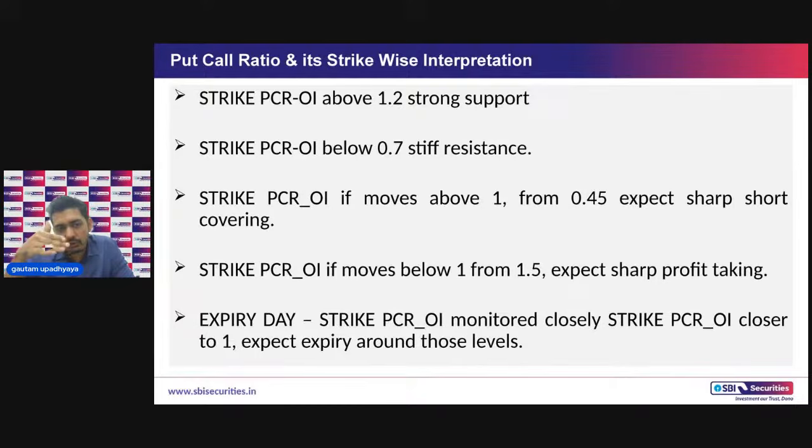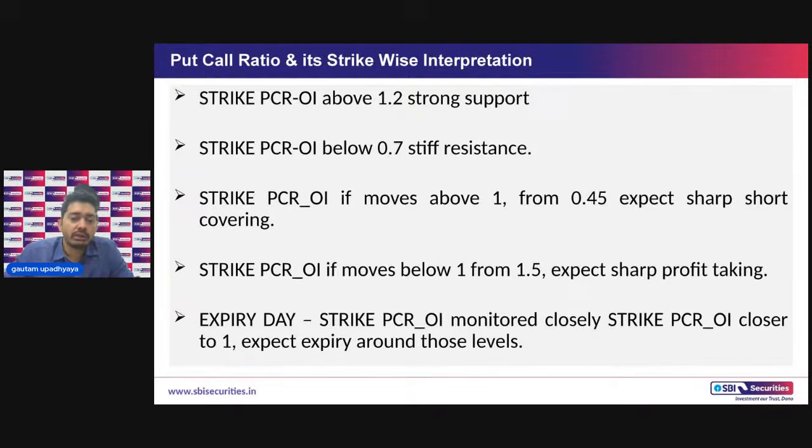इसको अगर आप ग्राफ के तौर पे plot करोगे पुट कॉल रेशियो का ग्राफ, basically means if the value is coming towards 0.7 and then we are seeing a reversal on the upside, that is the value from 0.7 is now gradually moving towards 1.2, it basically means call option sellers are closing their position and put option sellers are building up their position. Reversal is expected in the market. So that's also a very good reading.